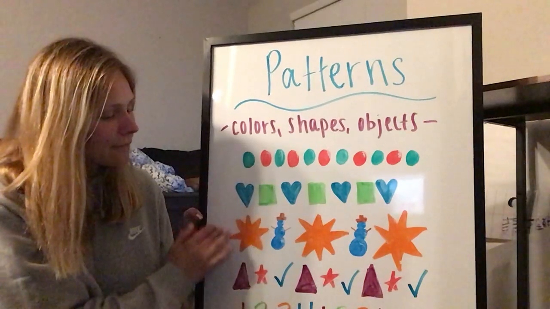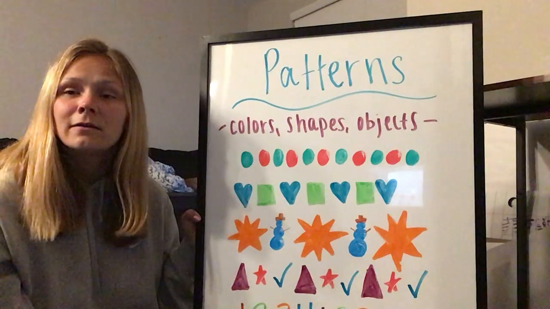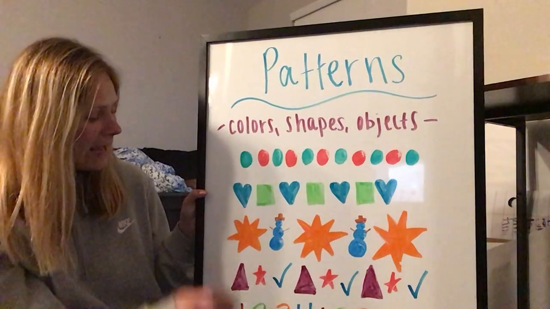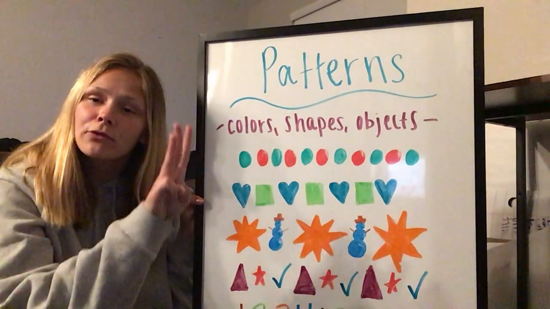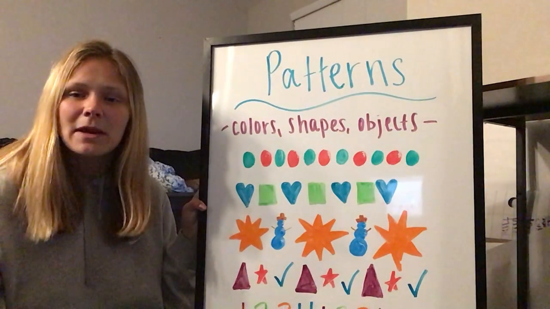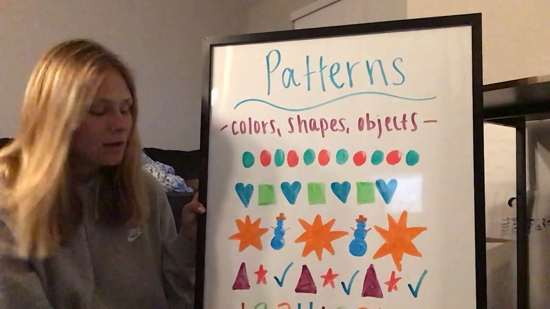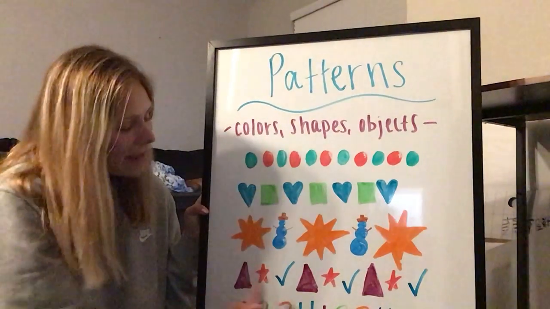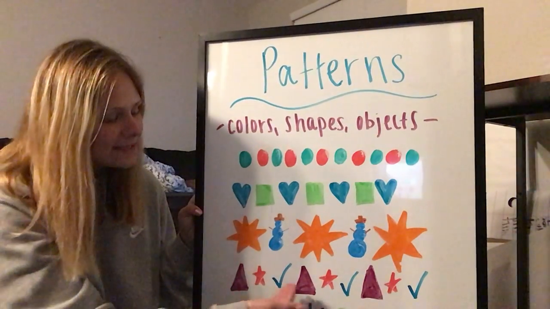So scholars, when you look at our first three patterns, you notice that I'm only doing it with two different objects. I'm only doing it with two colors, I'm only doing it with two shapes, and I'm only doing it with two objects. When we look down here, you could do it with three objects. As long as they stay in that same order, it's still going to be a pattern. So I could go triangle, star, check mark. Triangle, star, check mark. Triangle, star, check mark. Even though I have three different objects, that's still a pattern.